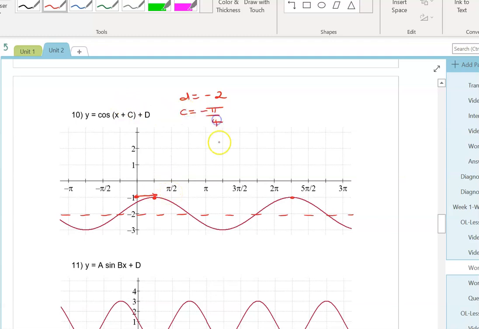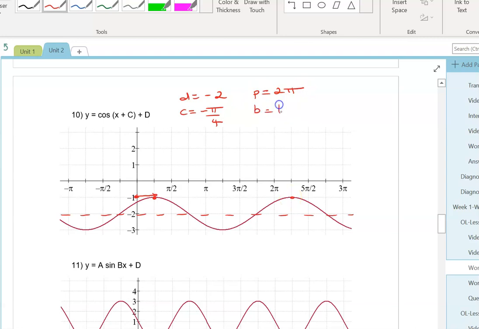There we go. I need to calculate the period now. So let's have a look. The normal period of cos is 2 pi. Well, I can see that there's 2 pi and it's gone one place this way. It's one place from that way. So the period is still 2 pi, so the value of B is still 1.